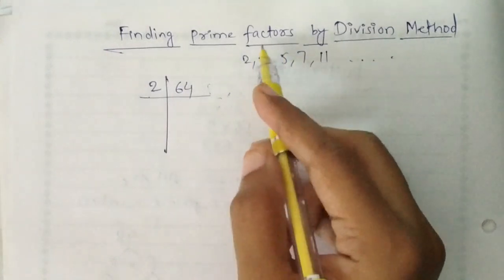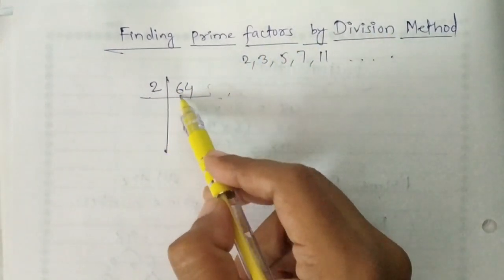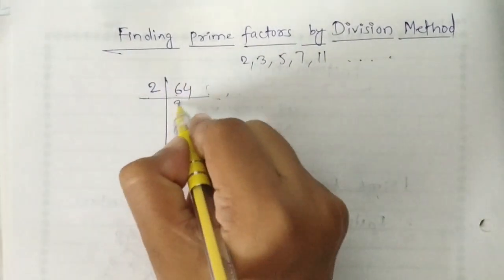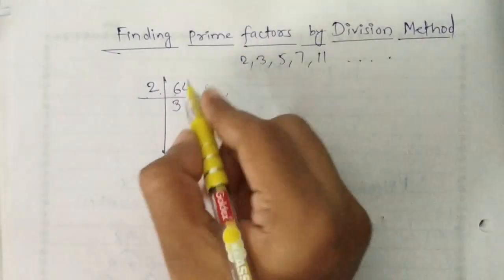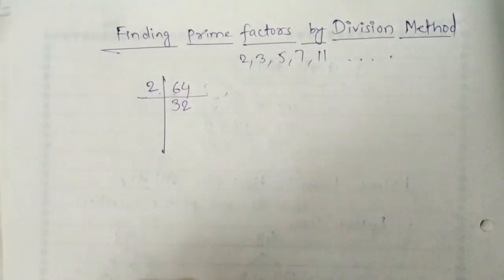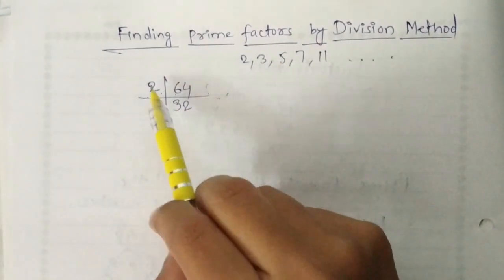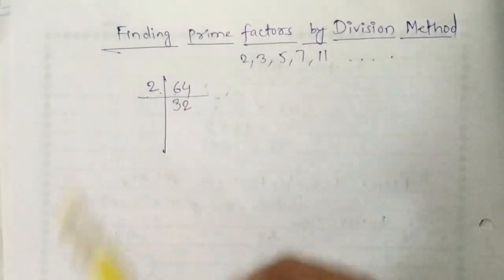And I am now finding prime factors by division method. So here 2 and here 6 is there. So I know 6 comes in the tables of 2. So 2 3s are 6. I'll write 3 here. Then 2 2s are 4. Yes, it's completely divisible. You can see here 32 multiplied by 2. 32 2s are 64.